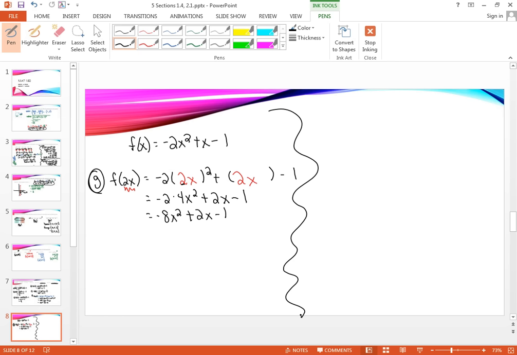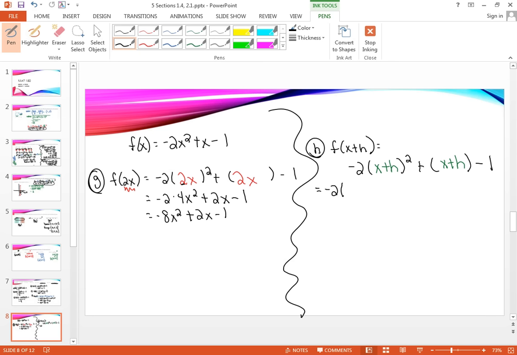We need to do f of x plus h. Now this one's really important, so pay close attention. Okay, again, it's negative 2 times something squared plus something minus 1. This time, the something is an x plus h. So everywhere there was an x, I replace it with x plus h. Now I clean it up.